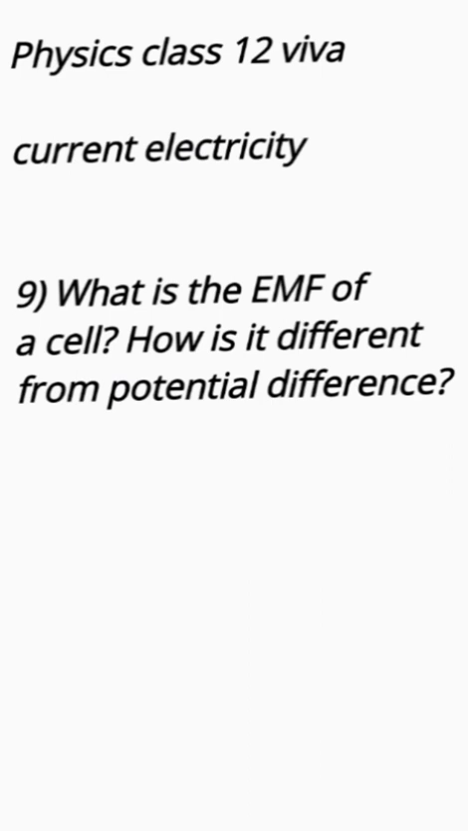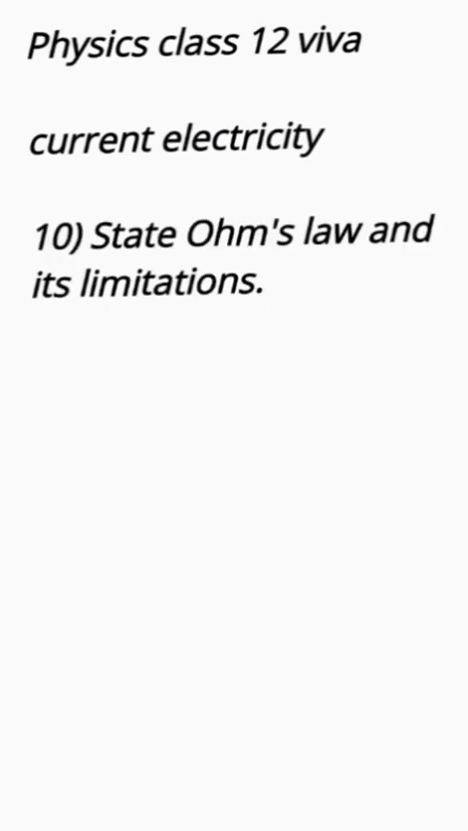So once again, I repeat, the maximum potential difference across the terminal of the cell is called EMF. Now it is quite basic, but I will tell about this. The current flowing through a conductor is directly proportional to potential difference across it, keeping constant temperature and other physical conditions. So it is applicable for conductors only, and when physical conditions are constant.